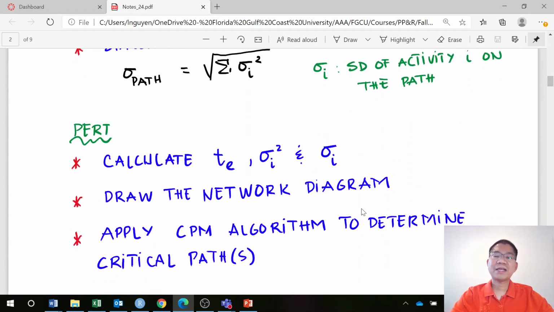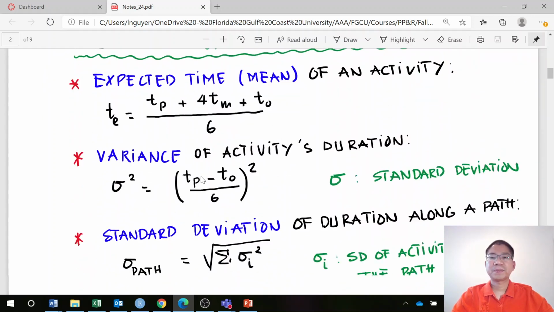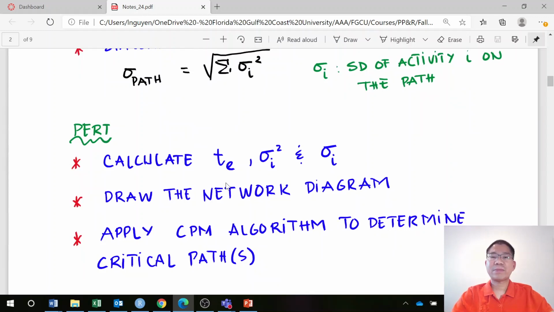So how to apply that in PERT? First, you need to calculate the expected time, variance, and standard deviation for each activity following this equation. And then we draw the network diagram, just like we did in the CPM method, PDM or AOA. And then we apply the CPM critical path method algorithm to determine the critical path, that by now you are very familiar with and have expertise in that type of method.